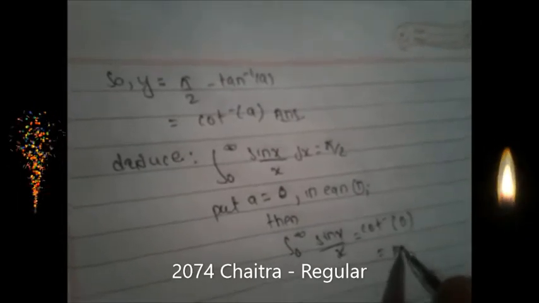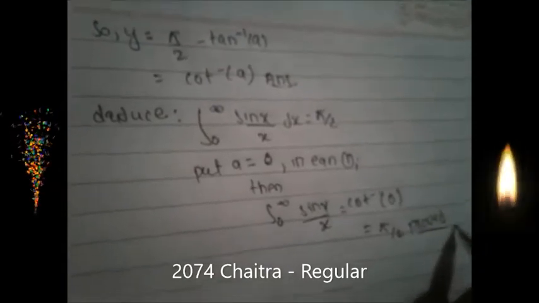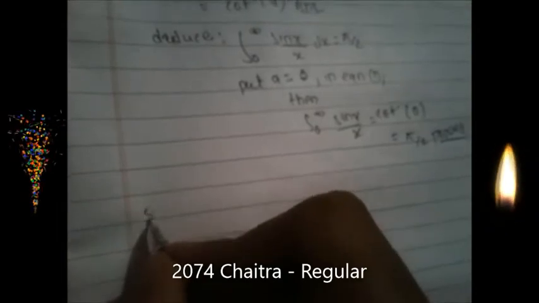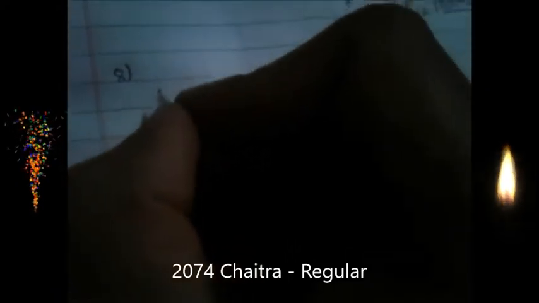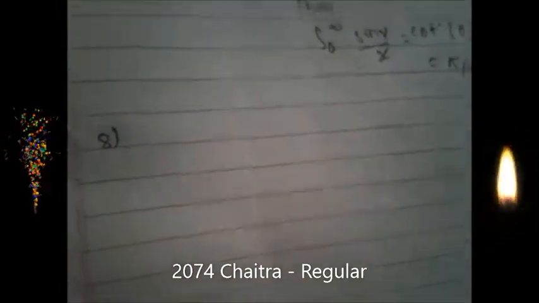This is pi by 2, proved. Now we move to our next question, that is question number 8. The question asked is: define beta function. How do we define beta function?